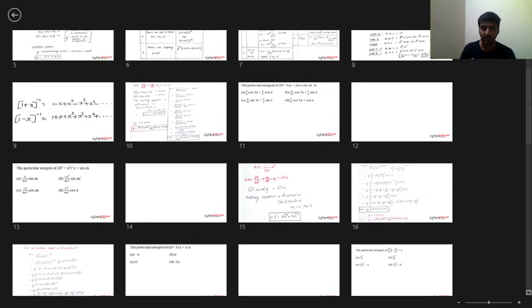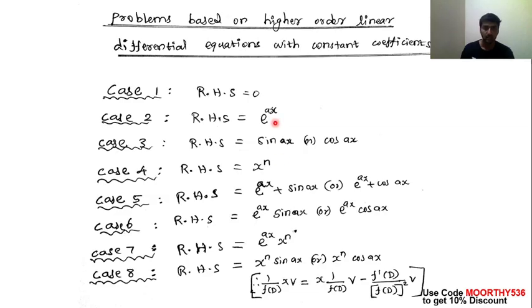There are a variety of cases available, 8 cases with case 0, case 2, 3, 4. Now we have completed the e power ax plus sin ax or cos ax format. Now we are moving into the case 6, RHS is equal to e power ax into sin ax or e power ax into cos ax. Then the same category we are moving here, case 7 also. Combinedly we are going to discuss the case 6 and 7 now.